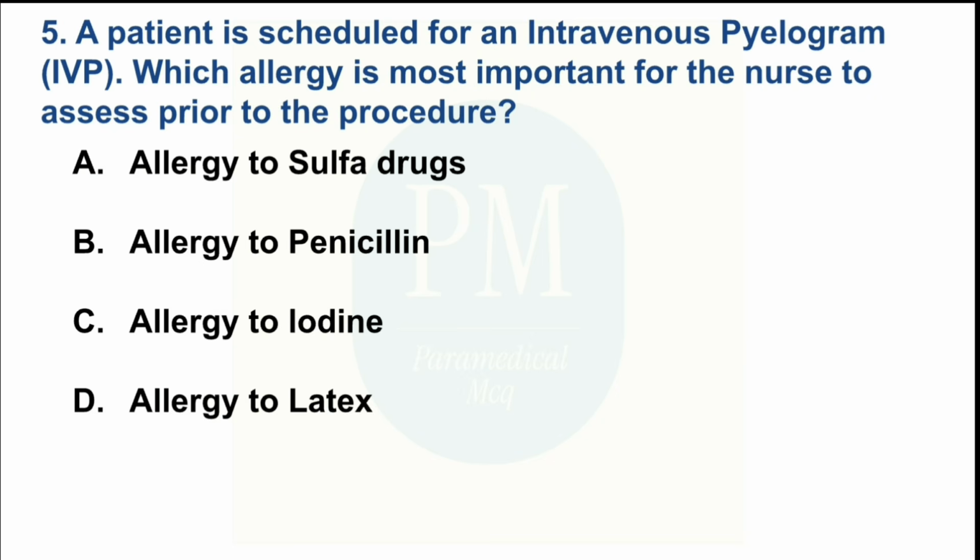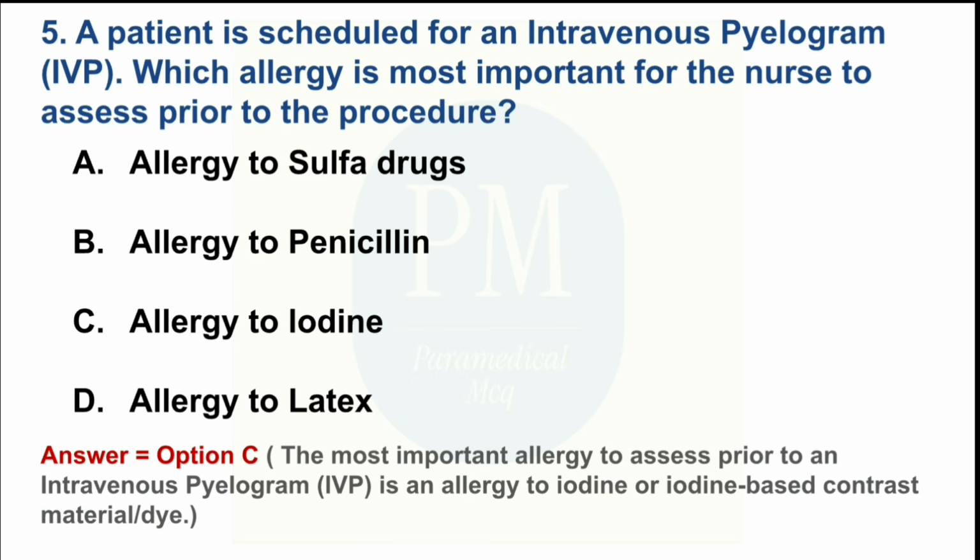A patient is scheduled for an intravenous pyelogram, IVP. Which allergy is most important for the nurse to assess prior to the procedure? Option A. Allergy to sulfa drugs. Option B. Allergy to penicillin. Option C. Allergy to iodine. Option D. Allergy to latex. The correct option is option C. Allergy to iodine.